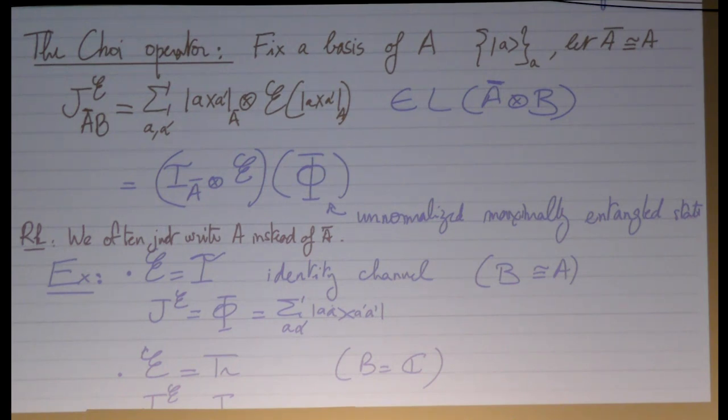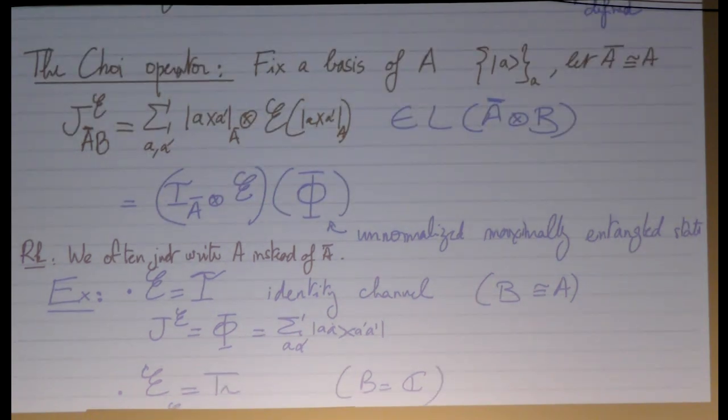Okay. So, yes? So, no, no. G is an operator from A bar tensor B to A bar tensor B. It's an operator from space to itself. Yes.